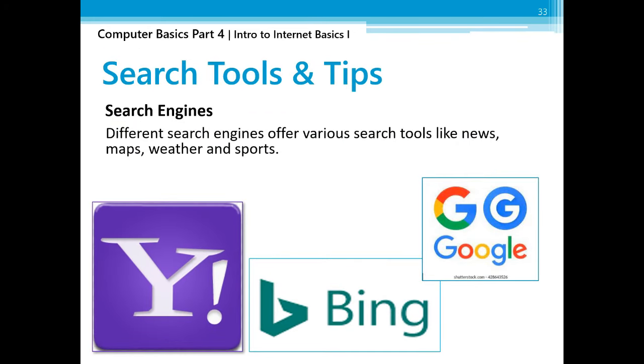Now, there are different types of search engines available to you. You've got Yahoo, Bing, and Google. Each search engine is more specific to certain things like news, maps, weather, and sports.